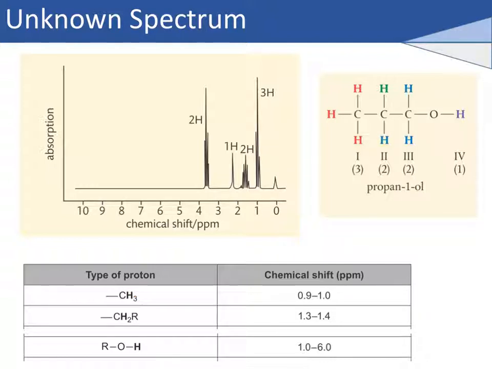Now, I have 2 peaks here. I have 2 hydrogens here and 2 hydrogens here. That is this peak and this peak. Those are both what's called CH2R, about 1.3 to 1.4, and that's about where this one is. This one's a little bit higher. And then I have a single hydrogen peak, which is this hydrogen on the OH. And OH alcohol hydrogens tend to be between 1 and 6, quite a range. But it is the only peak that can be 1 hydrogen.